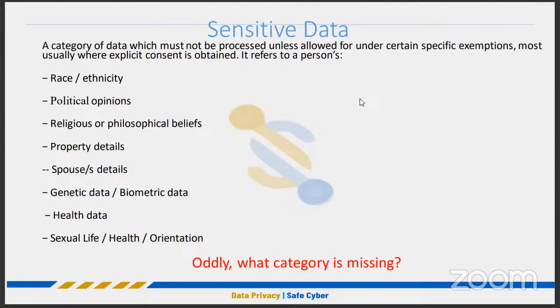It's very broad. However, when we come to a category we're calling sensitive personal data, this relates to a category where data must not be processed unless allowed for under certain specific circumstances. And this is usually where consent is supposed to be obtained explicitly. So here we have your race and ethnicity. For us, race may not be such a big deal, but when we think about ethnicity, you do know the impact ethnicity has on this country, especially when it comes to elections and employment. Think about how ethnicity has really impacted the society we live in today. So that is considered to be sensitive personal data.